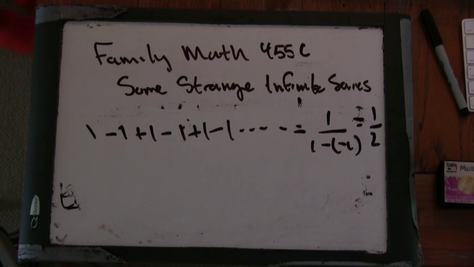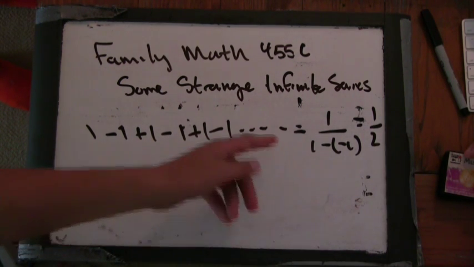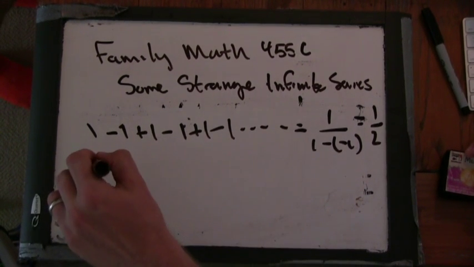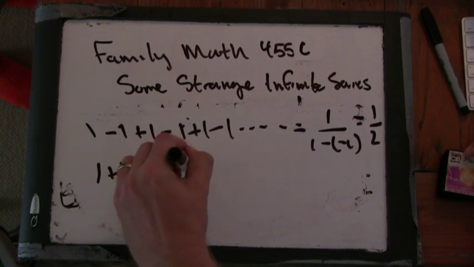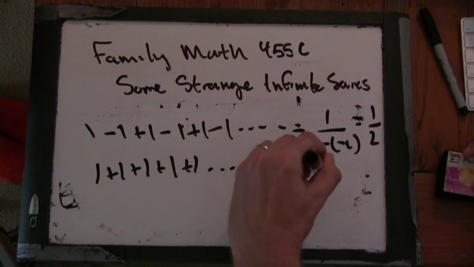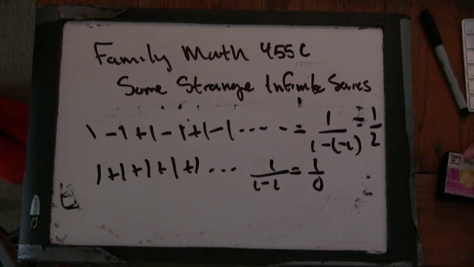But what if our series is where this is 1 over 1 minus 1? Ah, very good. So then I'm just multiplying each time by 1, right? So that'd be 1 plus 1 plus 1 plus 1 plus 1. That's 1 over 1 minus 1, which is 1 over 0, which is weird. Undefined. So this is undefined.